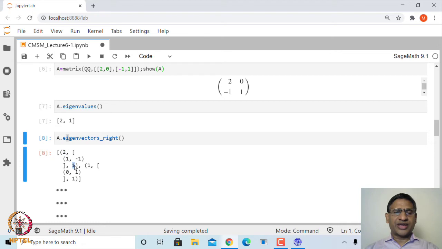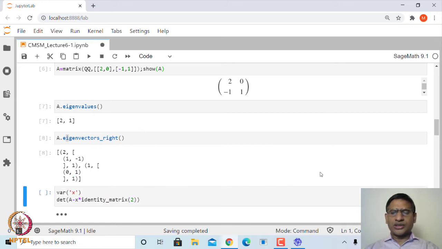So, here this eigenvalue 2 is appearing only once. This is also known as the algebraic multiplicity of eigenvalue 2. Similarly, the second eigenvalue is 1 and the eigenvector corresponding to that is 0 comma 1, and this also has multiplicity 1. So, that is exactly what we observed from the graph.